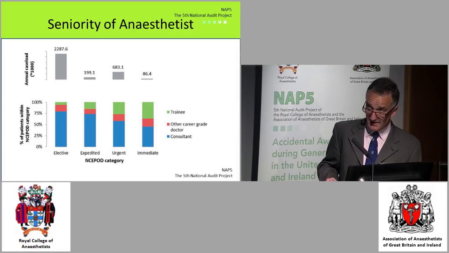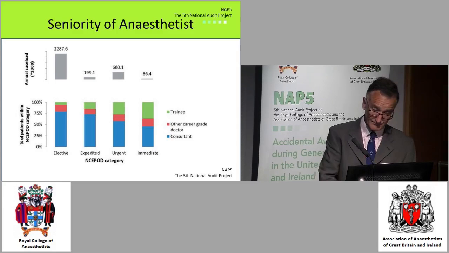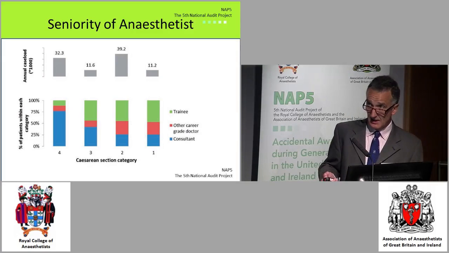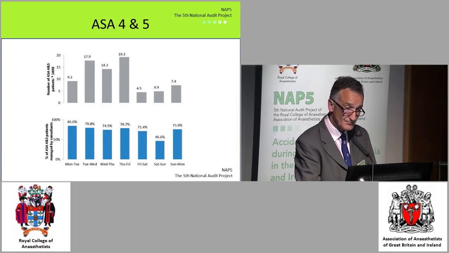If you look at the NCEPOD category then, there's a slightly different story in that for the immediate cases, which are only a small proportion of total cases, trainees are taking a bigger role. And extending that to caesarean sections, the category 1, which is the most urgent of the caesarean sections, trainees are taking quite an important role in that process.